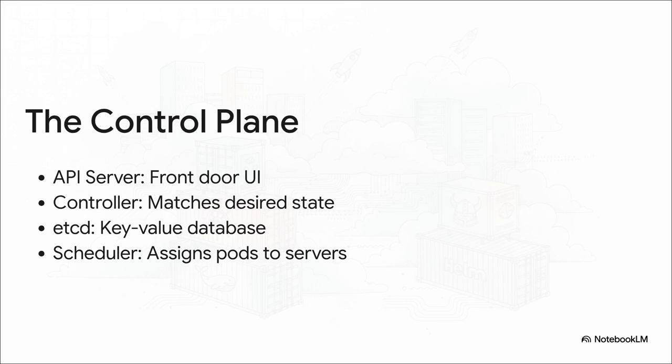Okay, so a Kubernetes cluster is divided into two main parts. First up is the control plane. Think of this as the brains of the entire operation. So the crucial point here is the API server. That's your front door. When you want to deploy an app, you talk directly to the API server. It takes your request, stores it in a key-value database called etcd, and then the controller steps in. The controller is constantly watching, making sure the state you want matches reality. And finally, the scheduler comes along and actually assigns your new pods to an available server to run.